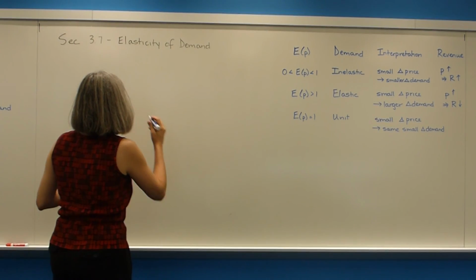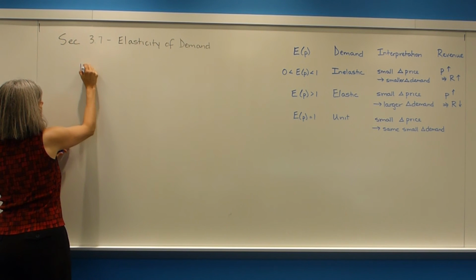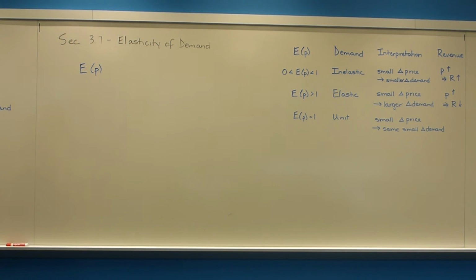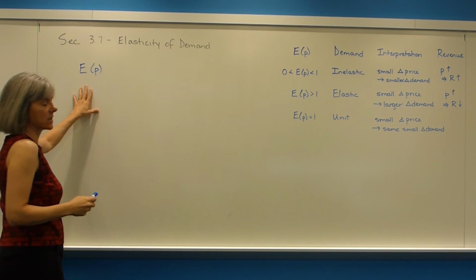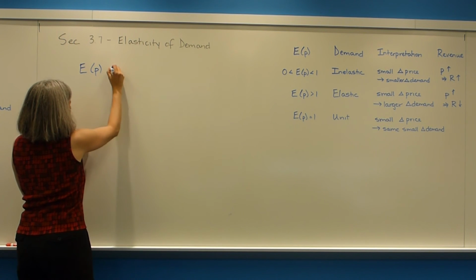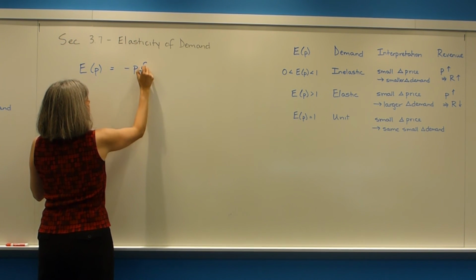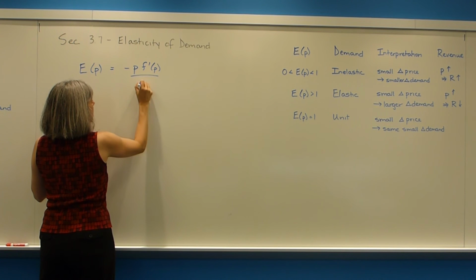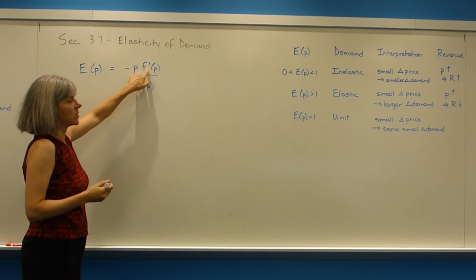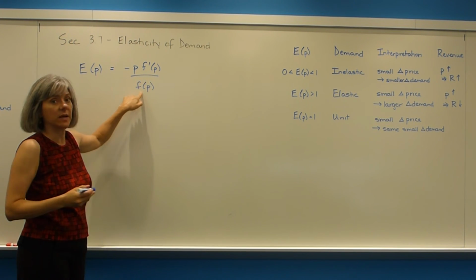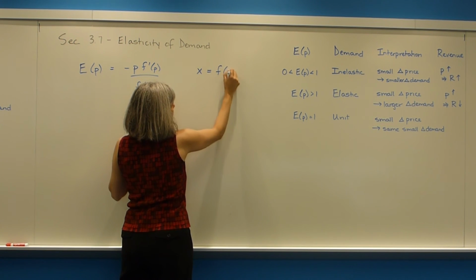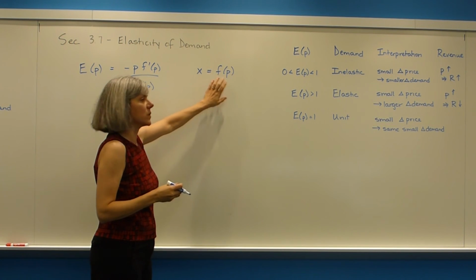So, what we are trying to form is this. It is called elasticity, E for elasticity, and it's based on P, price, lowercase p, price, not profit. And so this is defined this way: E(p) equals negative p times the derivative of f of p, divided by f of p. And this is assuming that you have connected demand to price. So you have written demand equals some function of price.